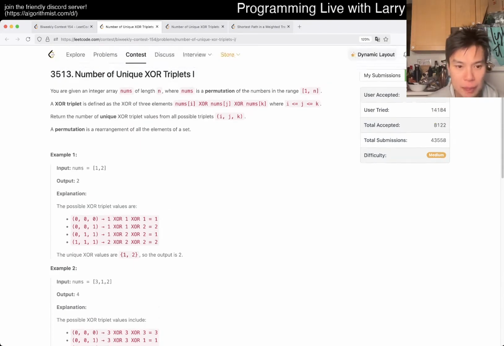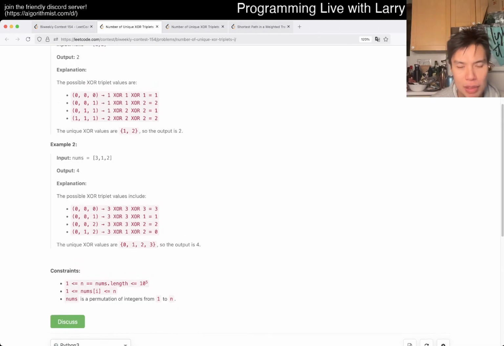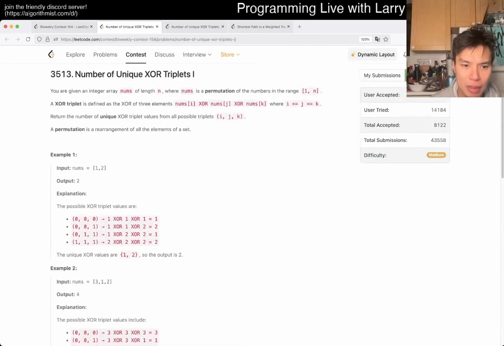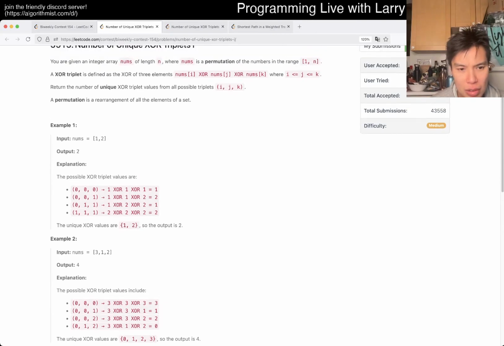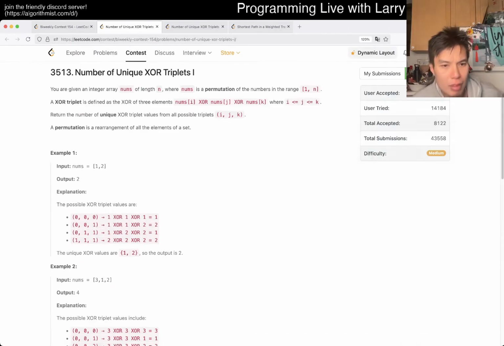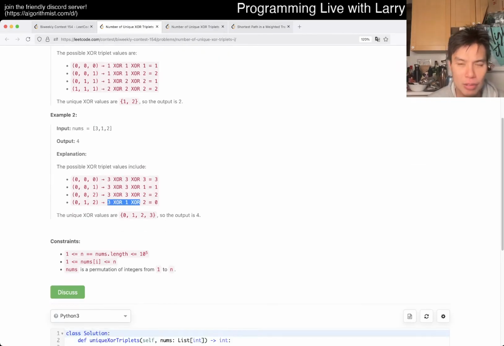What does this mean? Number of unique triplets. What does this mean? It's a permutation. What does permutation mean? I mean, the order doesn't matter, right? So I guess even the input doesn't really matter, does it? No, I guess it could. Well, no, the order doesn't matter. Okay, so that's 1. So you have just 0 to n, and then it's all the unique XOR values.